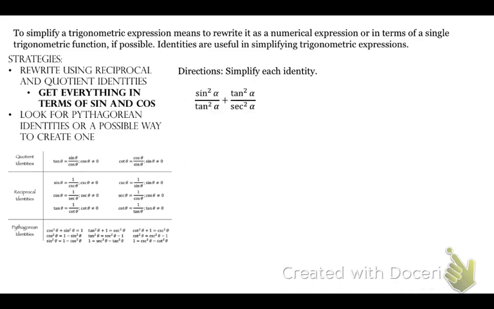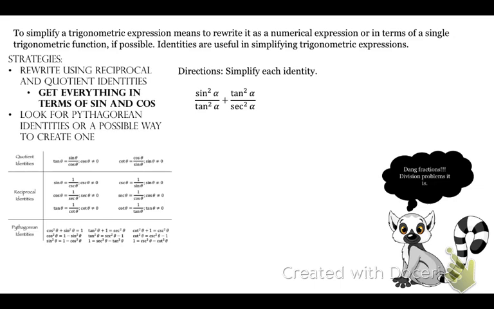Okay, let's do these ones. Remember, again, don't like those fractions. Let's create these into division problems. So that's the same as sine squared of alpha (that little A-looking thing is called alpha) divided by tangent squared of alpha, plus tangent squared of alpha divided by secant squared of alpha.